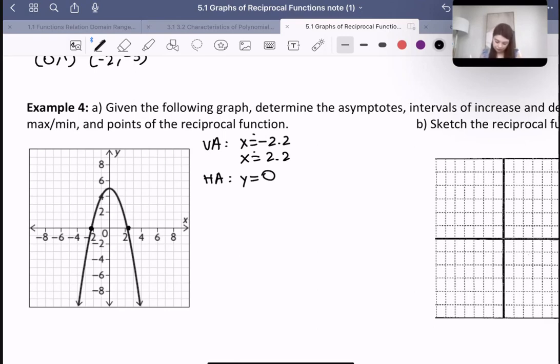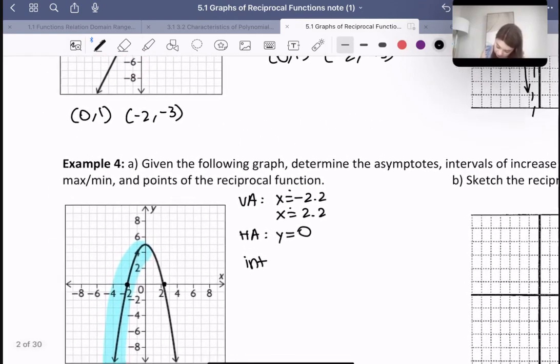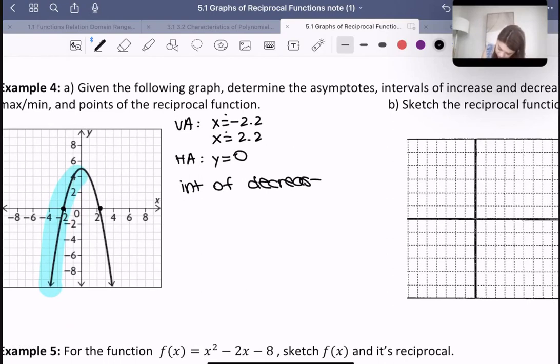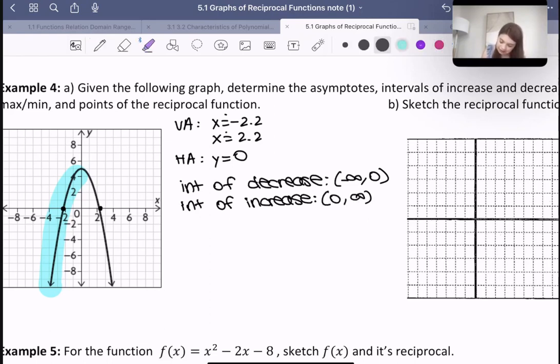Well, over here, it's increasing all the way up to 0, right? From negative infinity up to 0, it's increasing. So that means on our reciprocal, that would be an interval of decrease. So the interval of decrease for our new function would be negative infinity up to 0. And then the interval of increase is 0 to infinity, because that's the interval of decrease on our original function, right? So it's flipped. Awesome.